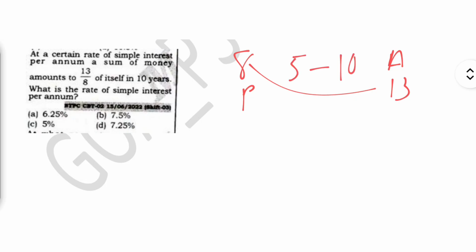Now, at a certain rate of simple interest per annum, a sum of money amounts to 13 by 8 of itself in 10 years. What does this mean? It means if your principal is 8, your amount becomes 13. So in this, what is your interest gain? It is 5. For how many years? For 10 years. What is the rate of simple interest per annum?